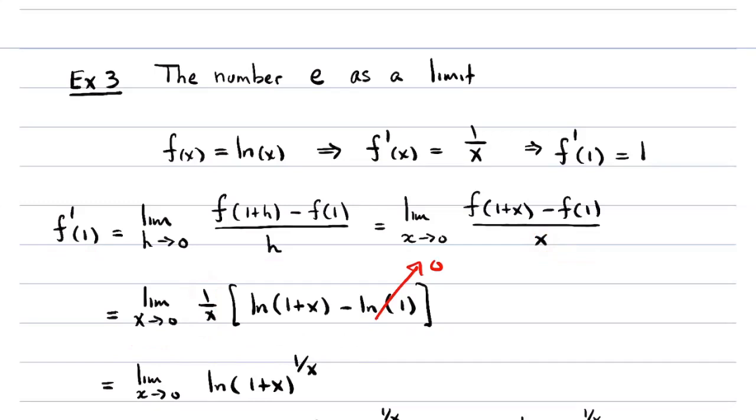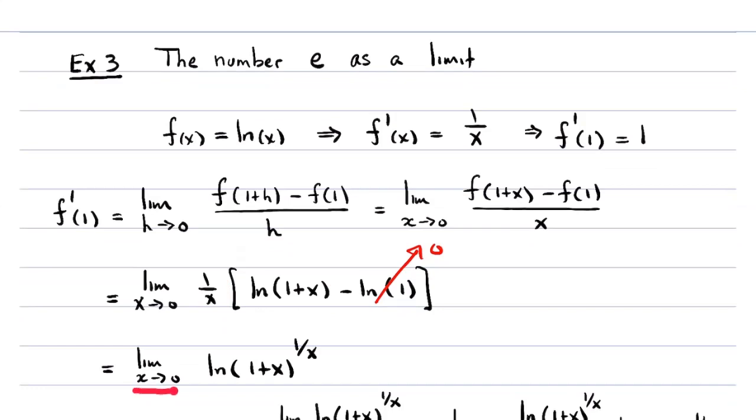So that thing in the brackets is really just the natural log of 1 plus x. And now I'm using that logarithm property again, but this time in reverse. I'm going to take this coefficient and make it an exponent. Logarithms say that you can do either one. So when I'm done doing that, I've got this limit, and that's f prime of 1. And let me remind you that f prime of 1 is equal to 1.